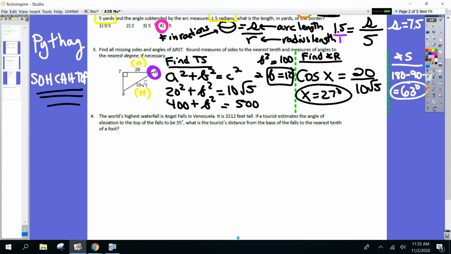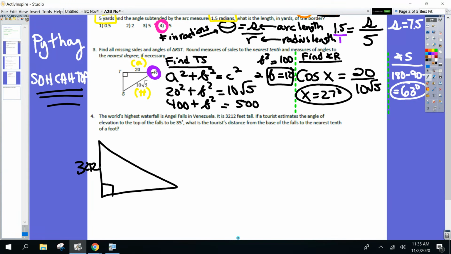You got to love these word problems. Angel Falls, Venezuela. Anybody been? Nope. Okay, let's move on. It's 3,212 feet tall. All right, so I know I'm going to get a right triangle out of this when I start these type of problems. They tell me how tall things are. So it's 3,212 feet tall.